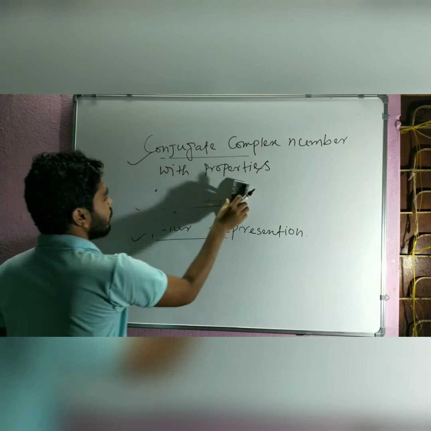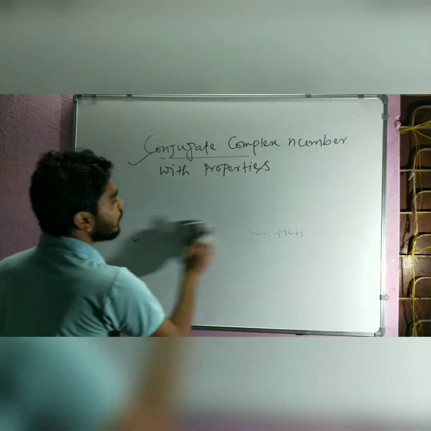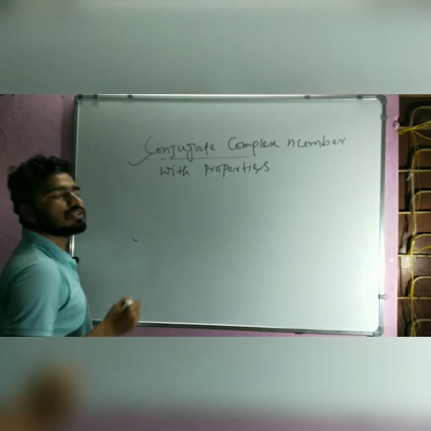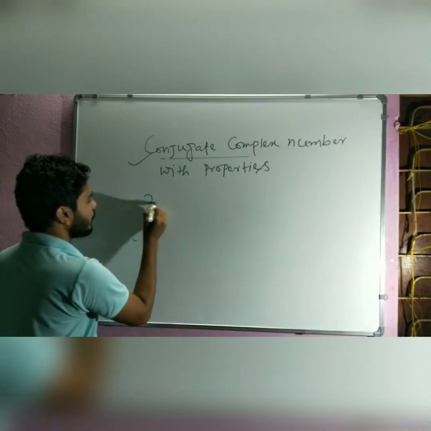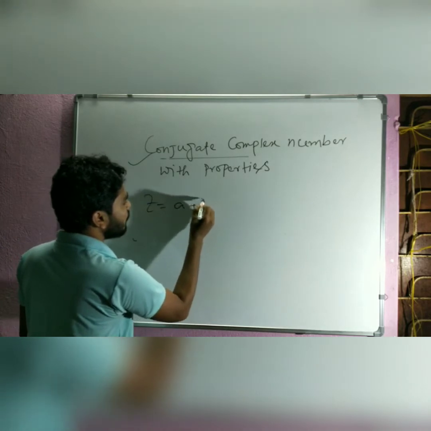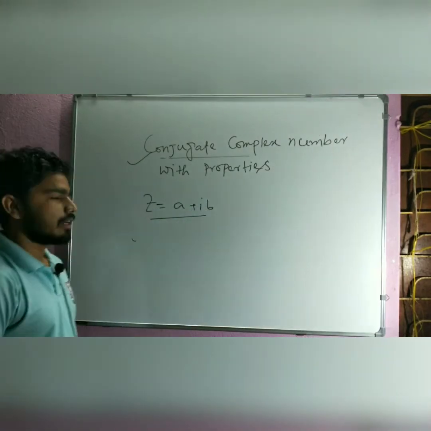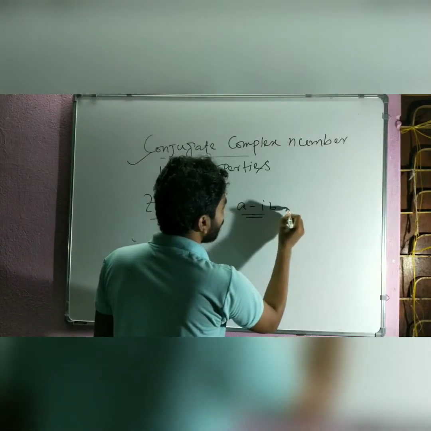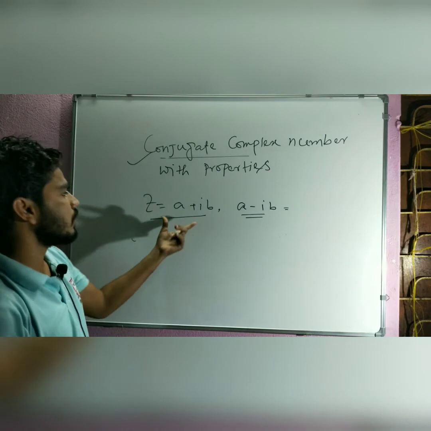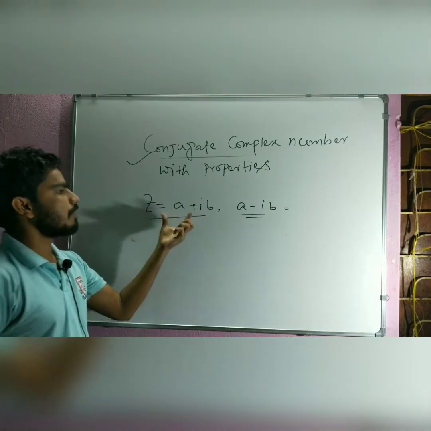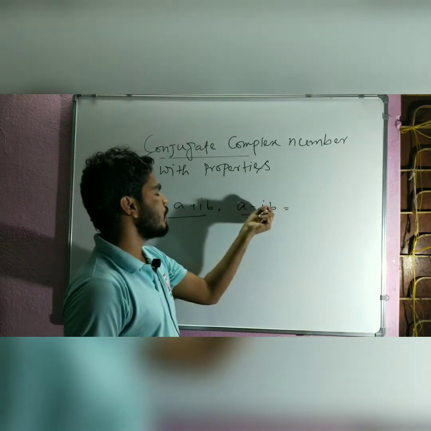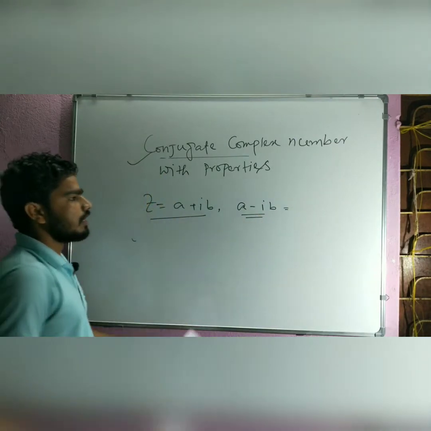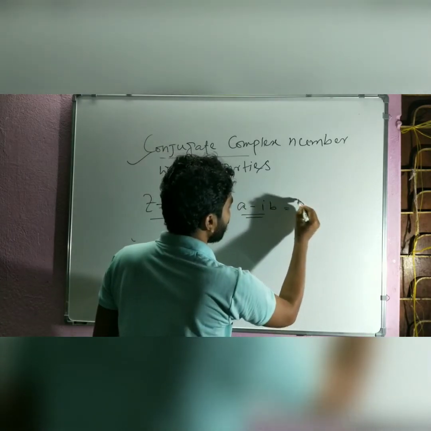First, the conjugate of a complex number with properties. What is the conjugate of a complex number? Suppose z equal to a plus ib is a complex number. Then a minus ib is called the conjugate complex number of z. This is represented by z bar.